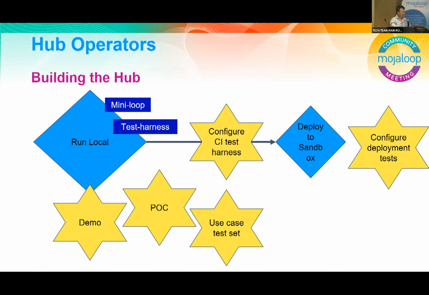And then if that passes, so if everyone agrees, yes, this is a use case we want to take forward, then you can start to build that use case test set, which really starts to explore it from the fringes. And then that can be configured to run in the CI pipeline, and then you can use it again for your deployment test.